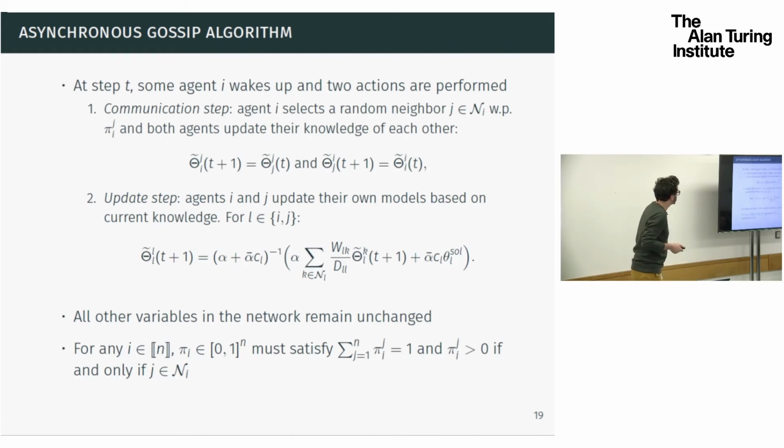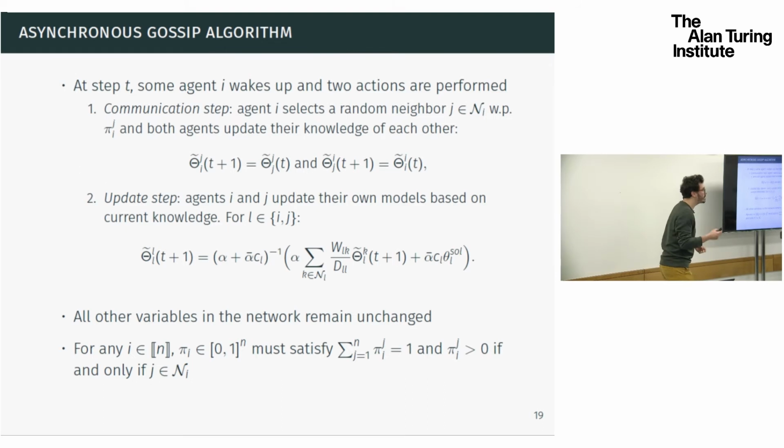And the algorithm looks like this. It's going to be actually very simple and also very simple to interpret. So imagine at step t, some agent wakes up. Imagine it's i. Then i does two actions. First, a communication step, so this is gossip.